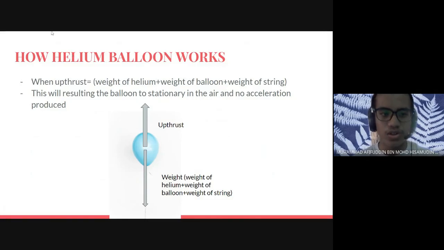So this means that the helium balloon mechanism is using the principle of buoyancy and Archimedes principle. So the balloon floats due to the principles of physics acting on it.